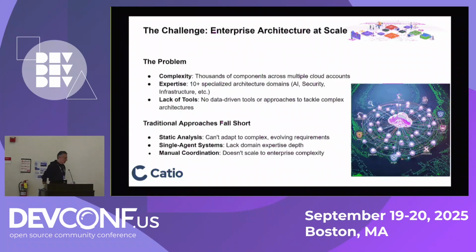So what is the challenge? What are we trying to solve? The issue is that enterprises typically have complex architectures. They don't have dozens of components. They have hundreds, most likely thousands, based on our customer set, thousands of components across multiple cloud accounts with various concerns like AI, security, layering. They each have different concerns, and so on. And it makes it very, very complex to manage these things. There are no tools for people like us to manage this complexity of architecture.